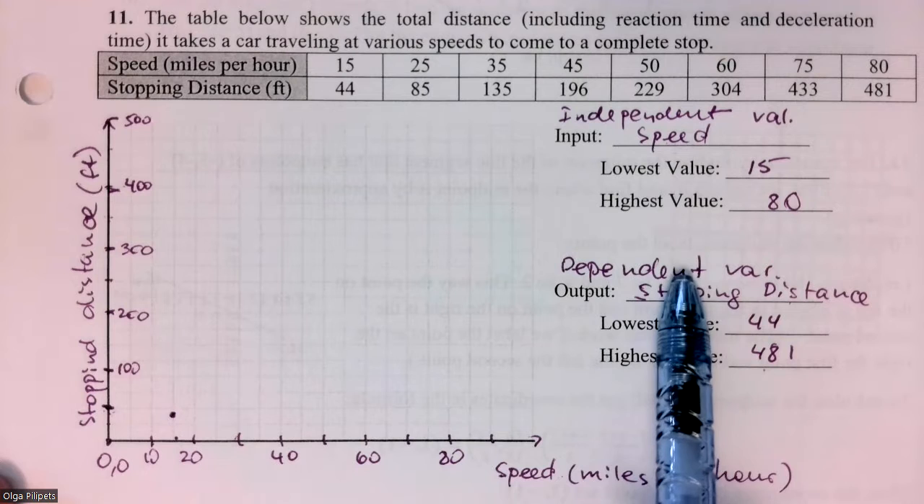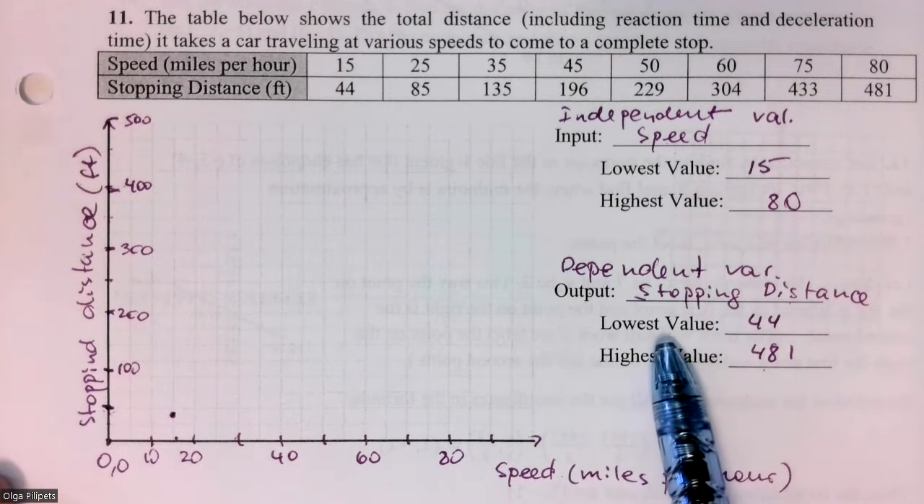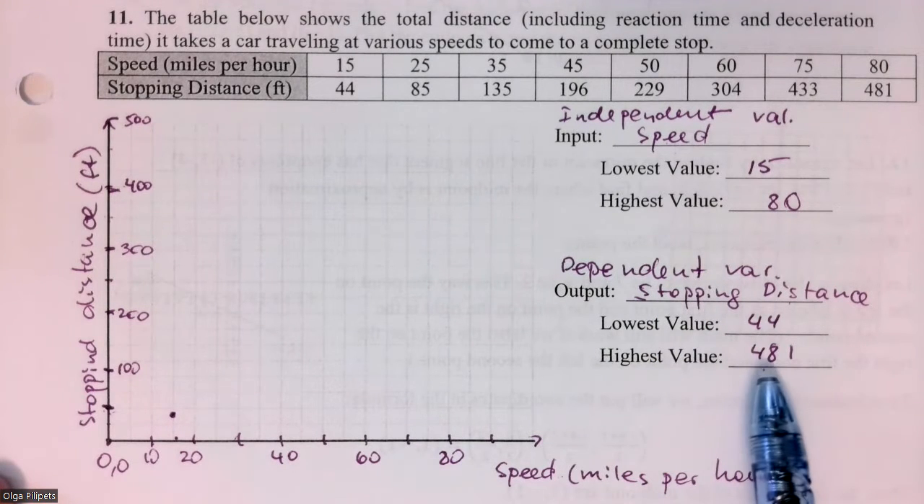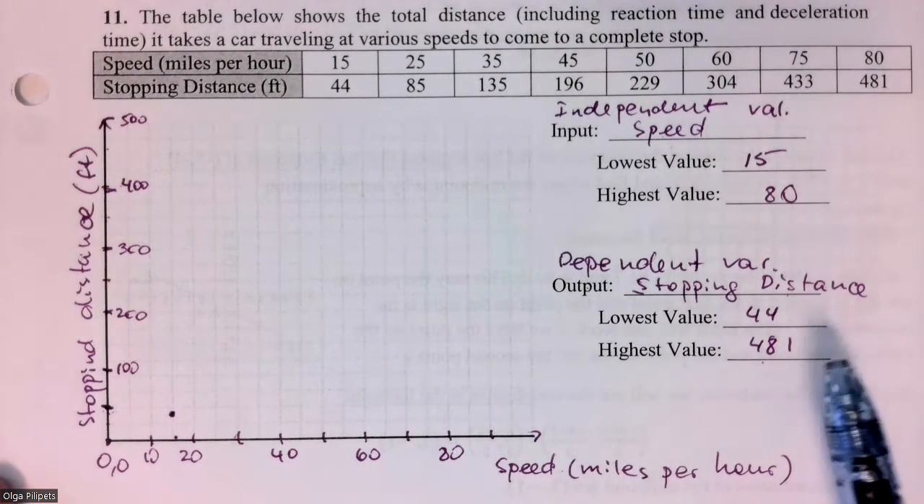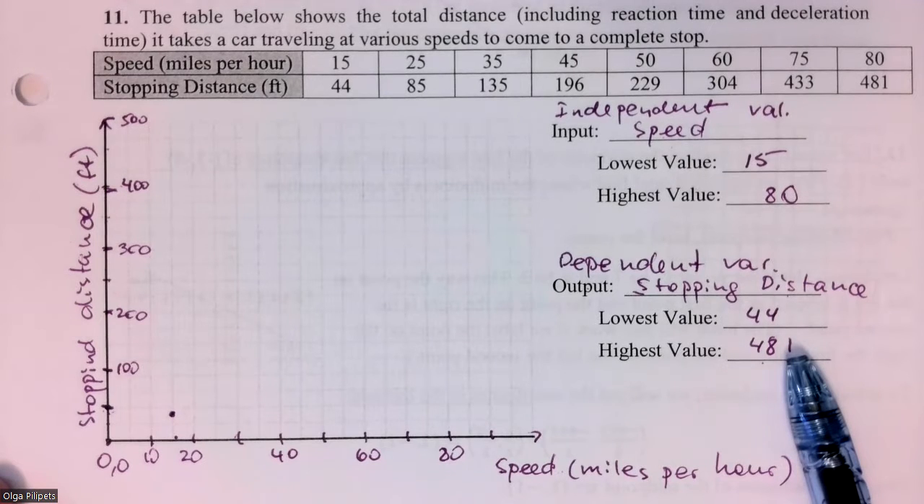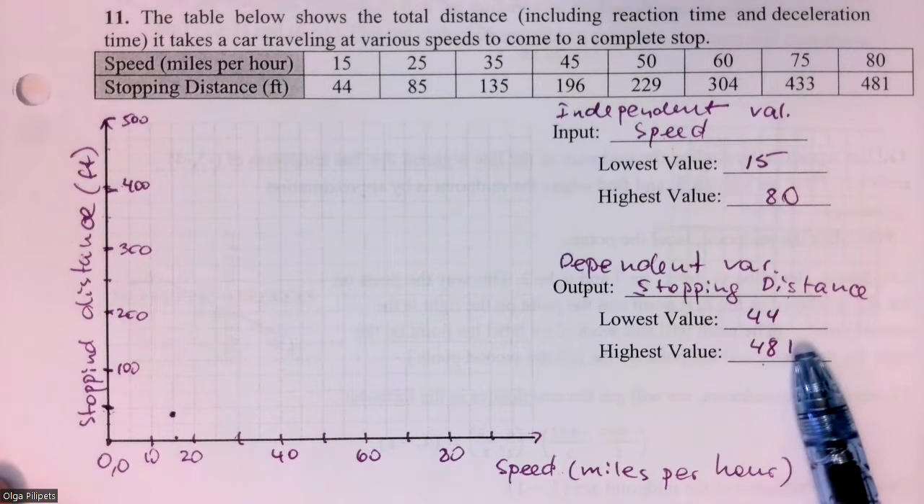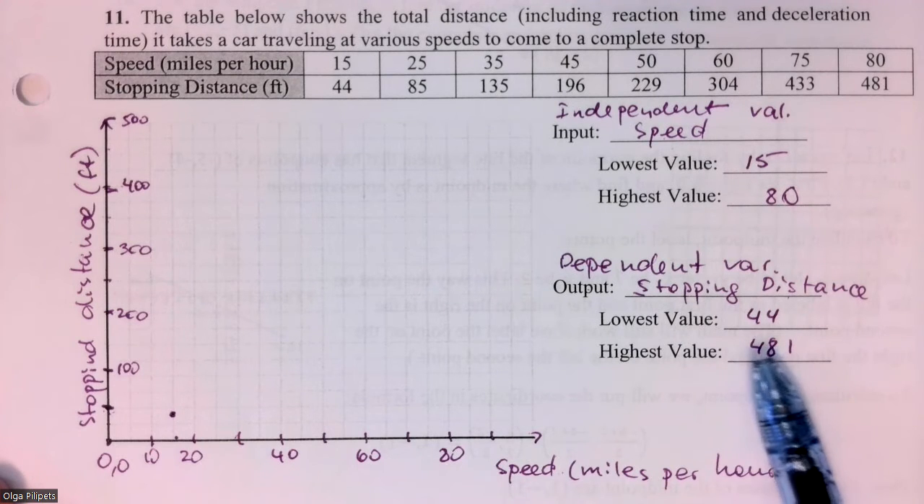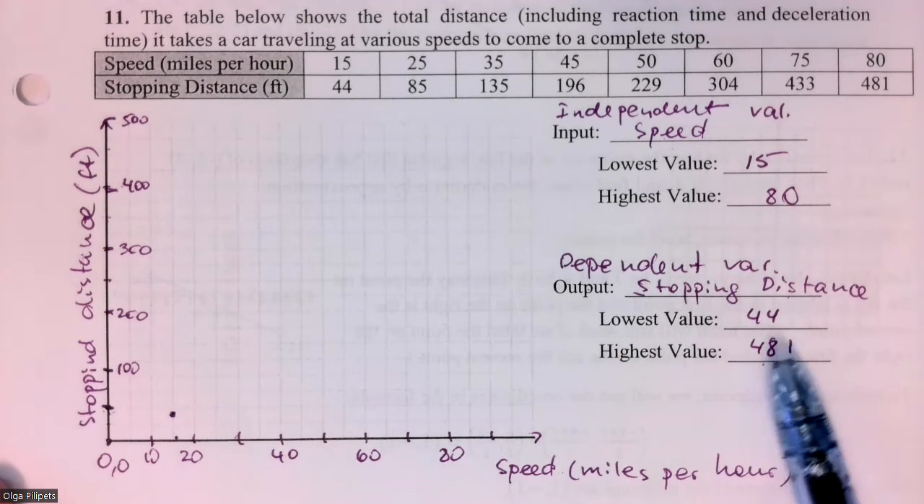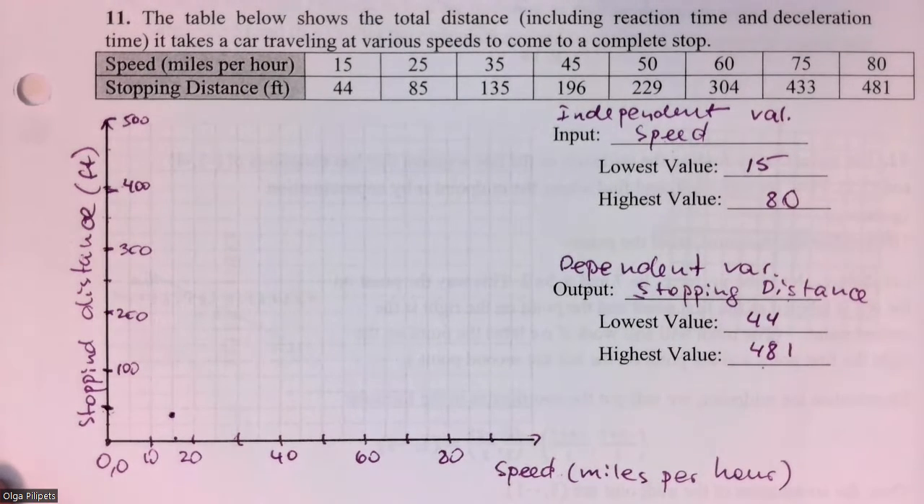Now, what about our dependent variable? I need to fit values between 44 and 481. Okay, so I was considering 2 options. Just go by 100, make one step 100. So I need to go up to 500 about. So the 481 rounds to 500.